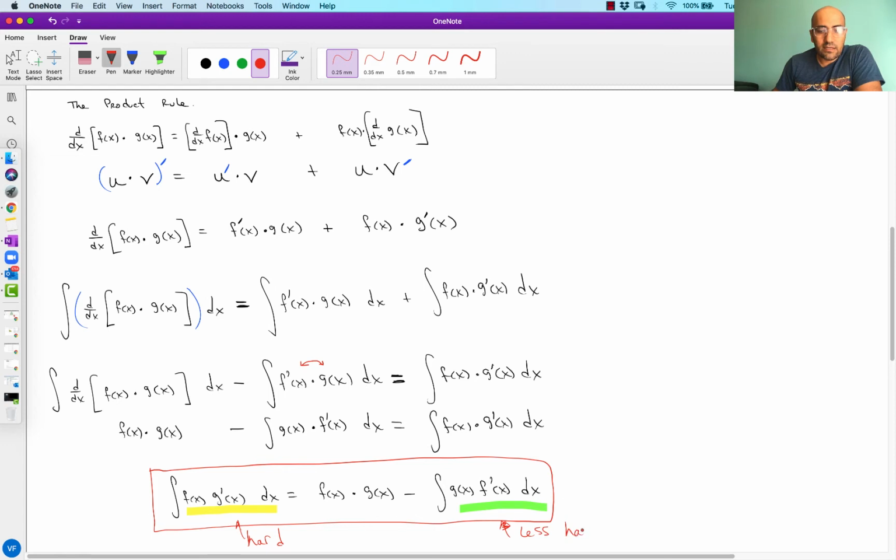At least that's the goal, to exchange one really hard integral for a product of functions minus an integral that's a little less hard, something that's manageable, doable, or can fit some other pattern that's useful for us. That's the goal of integration by parts. There's another way that this is often presented, so let's explore that.